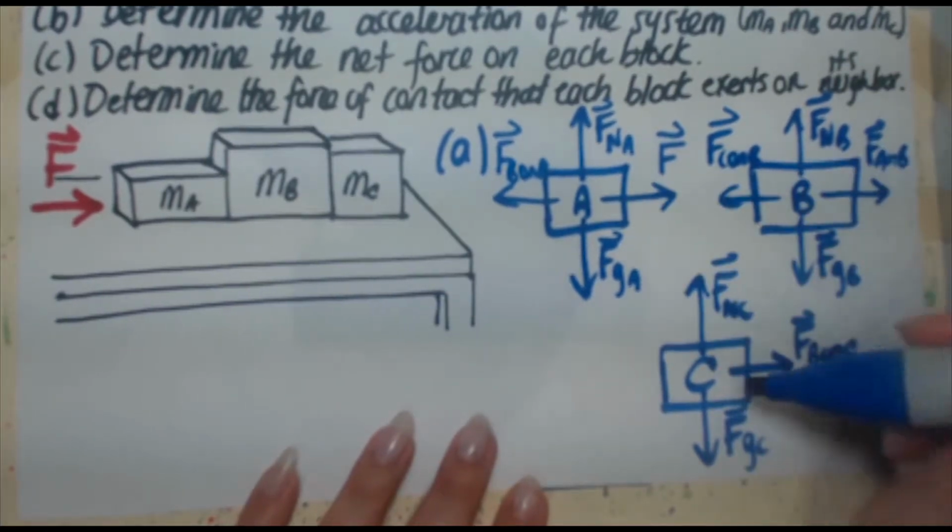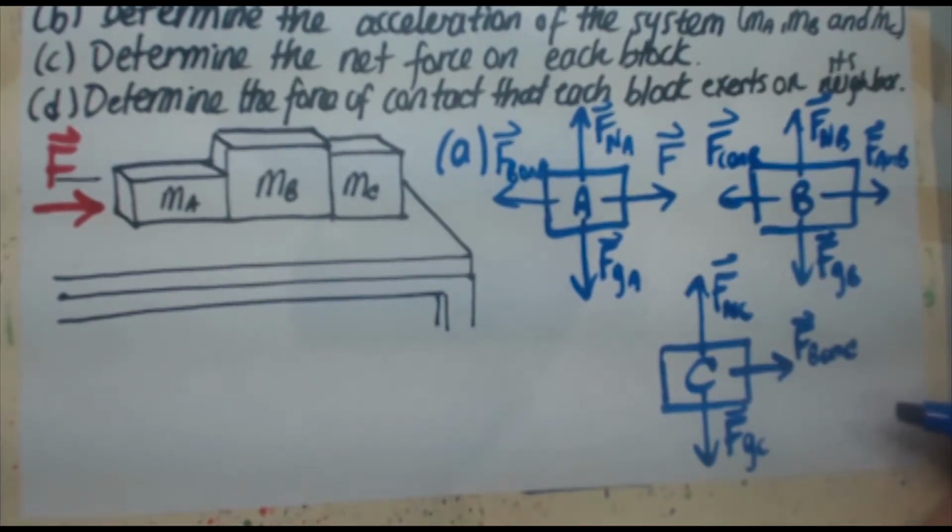So for part A, you've got the free body diagrams for A, B, and C. Okay, so that concludes part A.